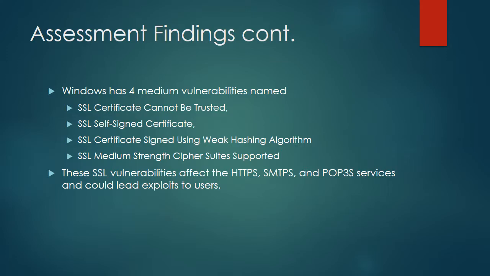Next we have SSL medium strength cipher suites. These cipher suite encryptions are not strong and use key lengths between 64 bits and 112 bits. If an attacker was on the same physical network, it could be easily exploited. These SSL vulnerabilities do affect these services, HTTPS, SMTPS, and POP3S, and could lead to exploits.